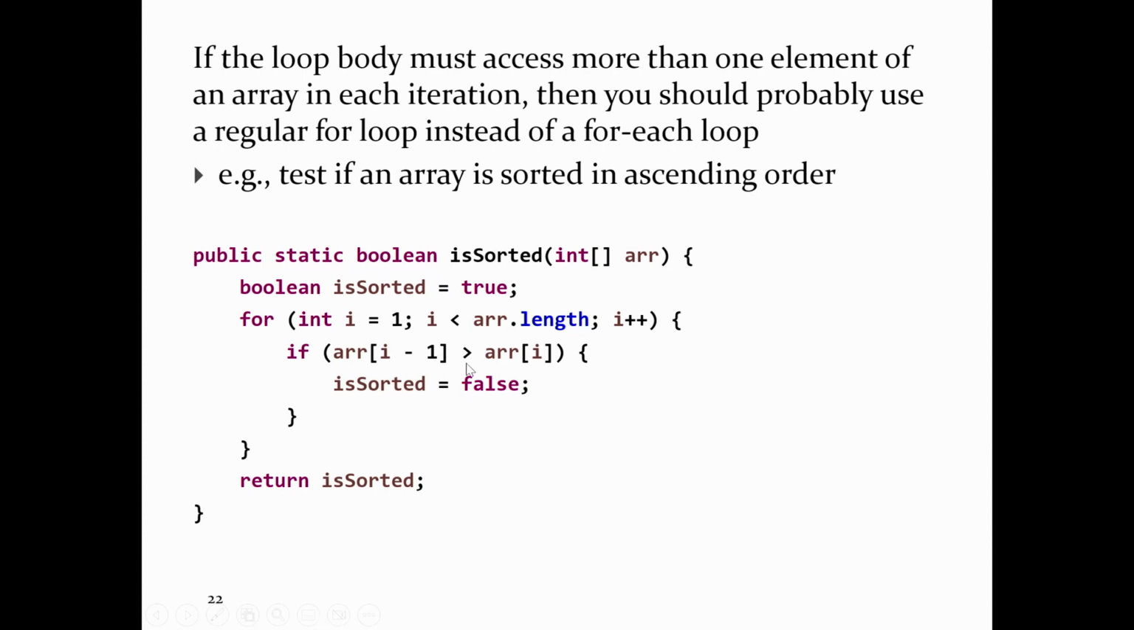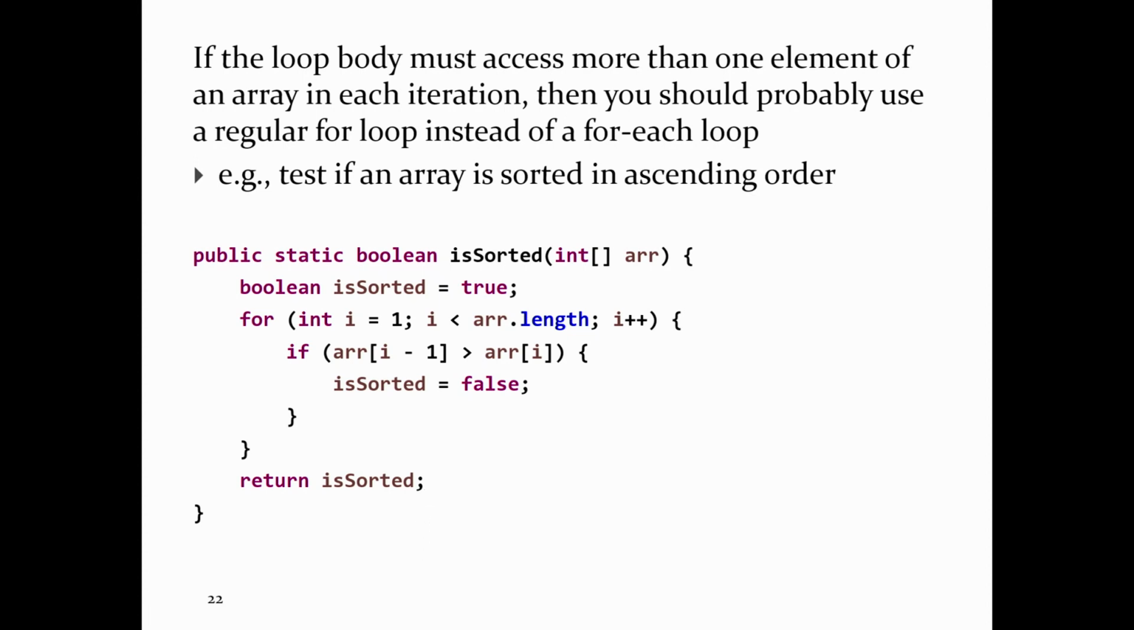Okay, so if I find two elements that are out of order, so the next element is smaller than the previous element, then I know that the array is not sorted. So I set is sorted to false. And after I look at all the elements, the way this is written, I know that by the end of the loop the list is not sorted.